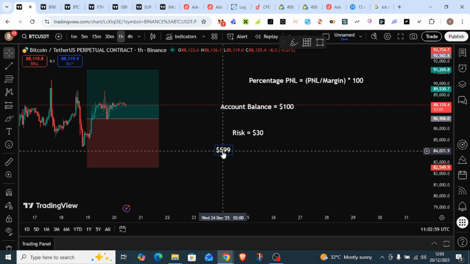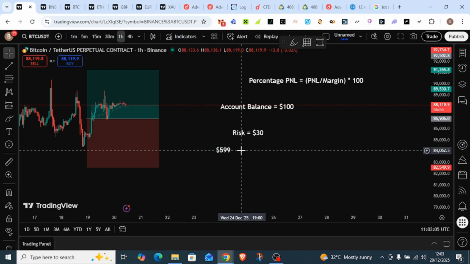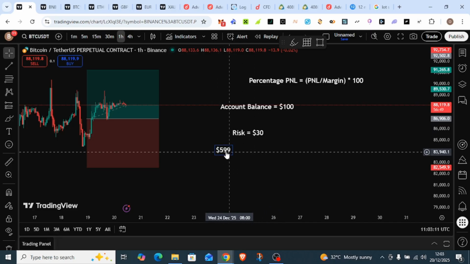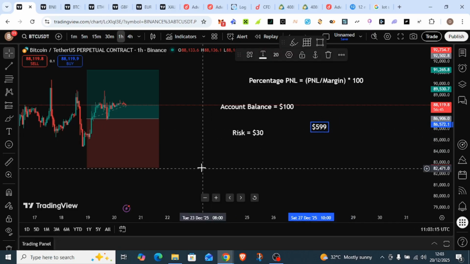If you don't know how to calculate position size, I've done a video about position size calculator. I'm also going to attach the link to that video here so you can watch it. Check the description and watch the video. And let's move to the next step.